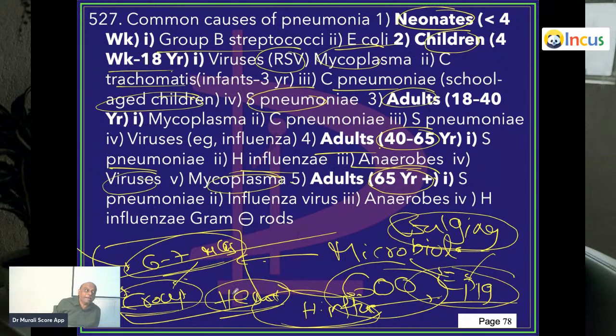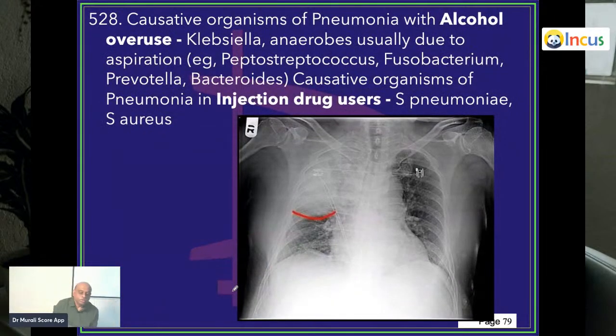And which is due to para-influenza virus? CRU. All right? So, whenever a guy has alcohol abuse, overuse, then what are the causative organisms leading to pneumonia?